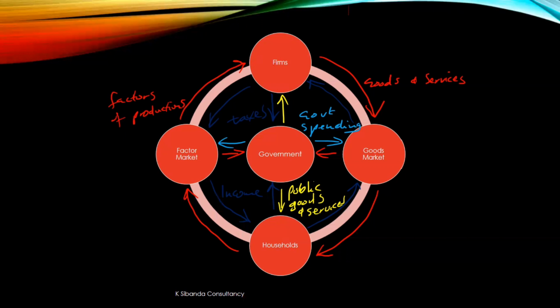Now, we are assuming that this economy is a mixed economy where we've got both the private sector and the public sector. So the government becomes a key player both in the factor market and in the goods market. And at the same time, the government interacts with firms as well as households in the goods market, right? So let's start here.